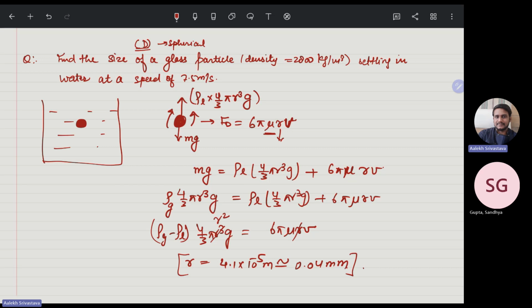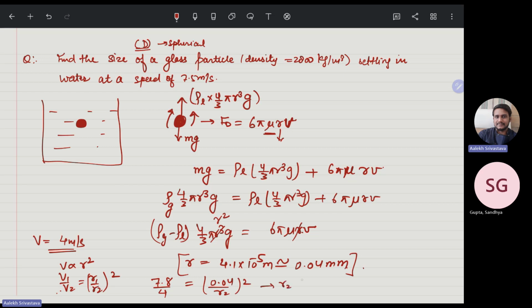Another question: what happens if the new terminal velocity is 4 meter per second? What happens to the size of the ball? You can see that velocity is directly proportional to r square, so v1 by v2 is equal to r1 by r2 whole square. The initial velocity is 7.8 and the new velocity is 4 meter per second. So 7.8 by 4 is equal to r1, which is 0.04, by r2 whole square.